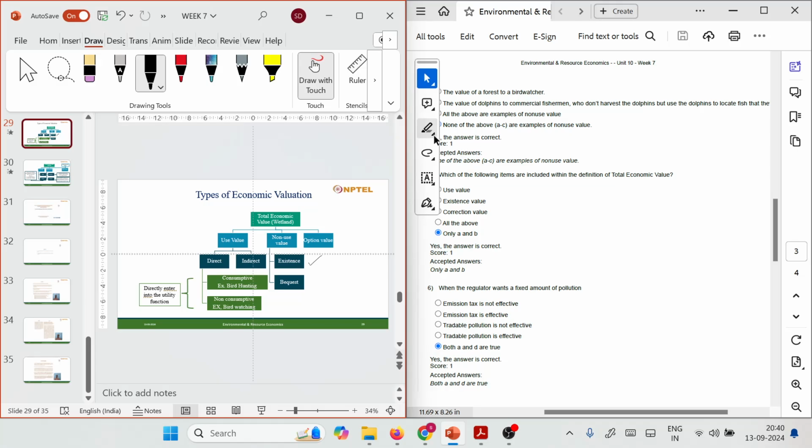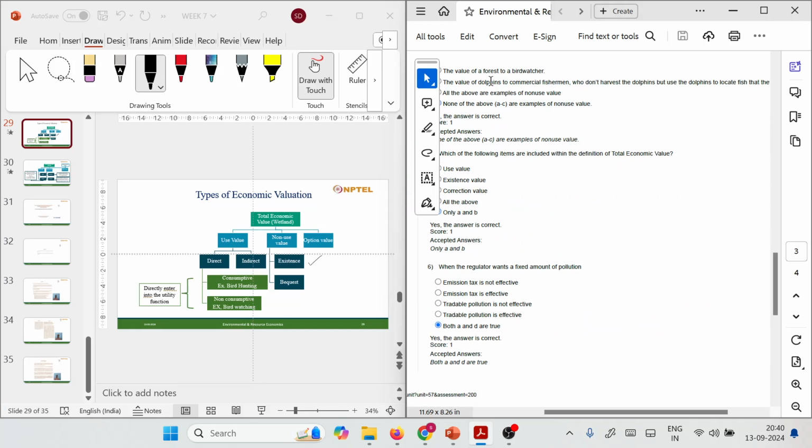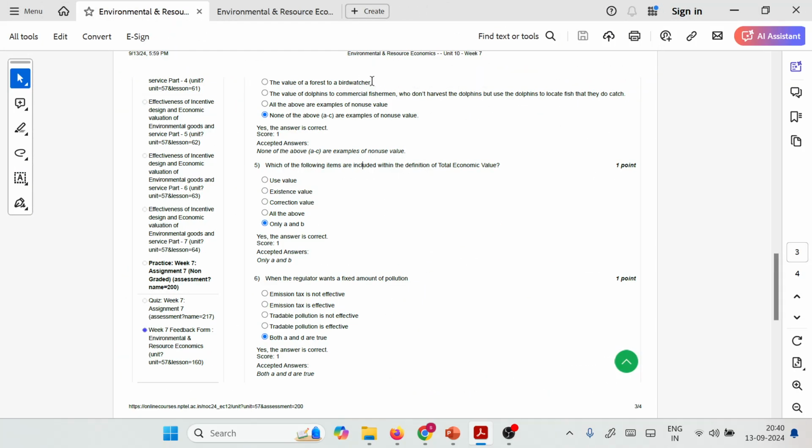Next is the use value of the forest to a bird watcher. Here also the bird watcher is enjoying. In this case, this is a non-consumptive use kind of value, so this is not non-use. Then the value of dolphin to commercial fishermen who don't harvest the dolphin but use the dolphin. Here also the dolphin is being used. So from the solution, none of the above is non-use value. That will be the correct answer.